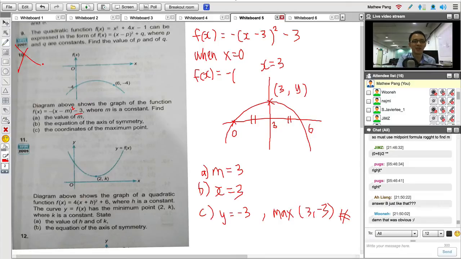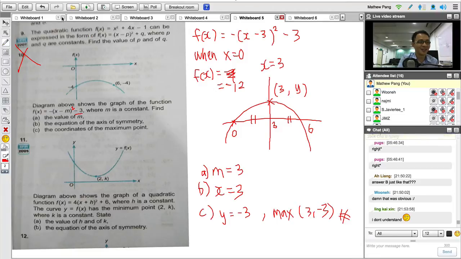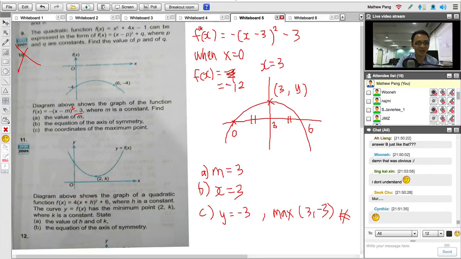Okay, just ignore this question. I think this question has some mistake. Because if I substitute x equal to 0 here, my y-intercept will be negative 12. But this y-intercept is negative 4. It means my m answer is wrong. Yes, this question just makes students so confused. Okay, I'll just give up on this question. Yeah, we move on to question 11.